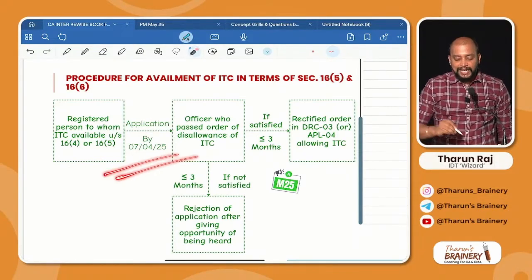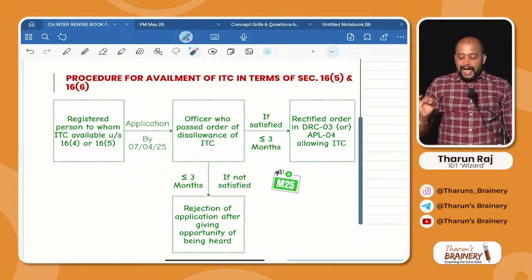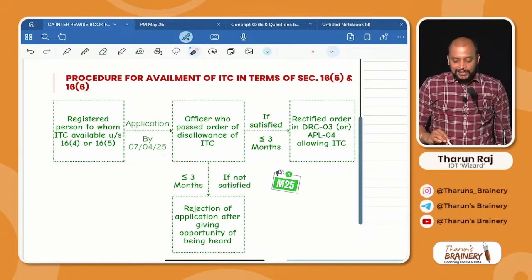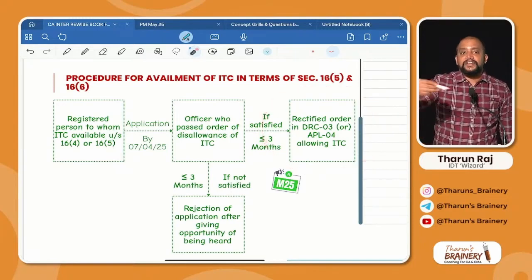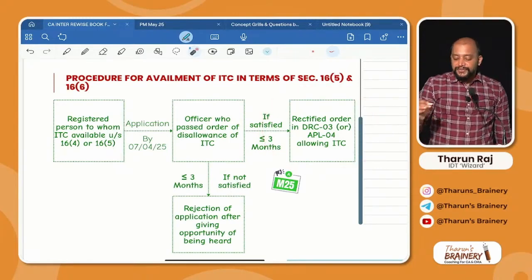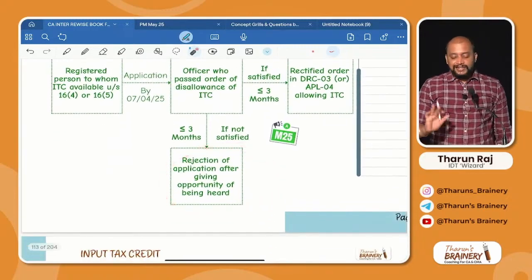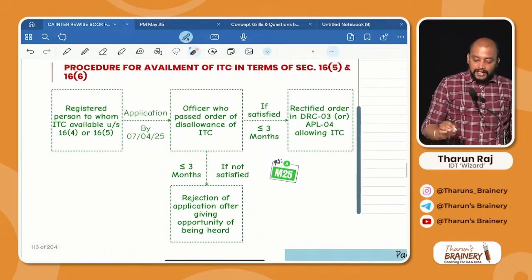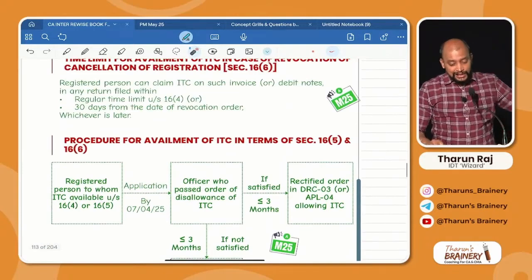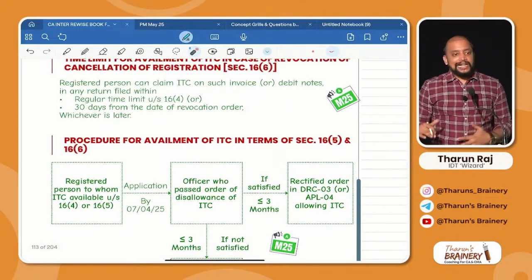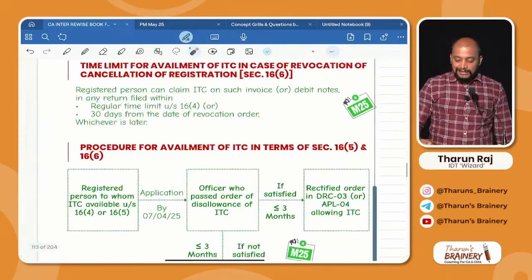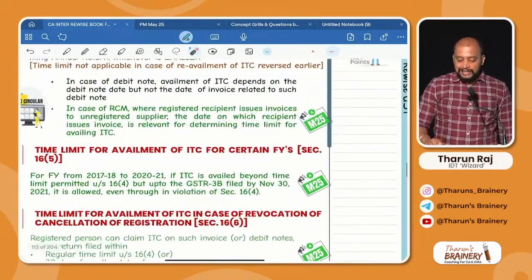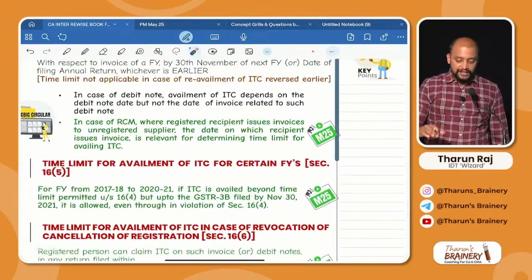They can make an application by 7th April, and within 3 months, if the officer is satisfied, they will pass a rectified order and we can enjoy the ITC. Suppose if the officer is not satisfied, then they will reject. Okay, this is the procedure. So for earlier financial years, if we missed also, we can take the ITC, and by 7th April the application has to be made. This is about section 16. These are all the amendments that we have in this page.